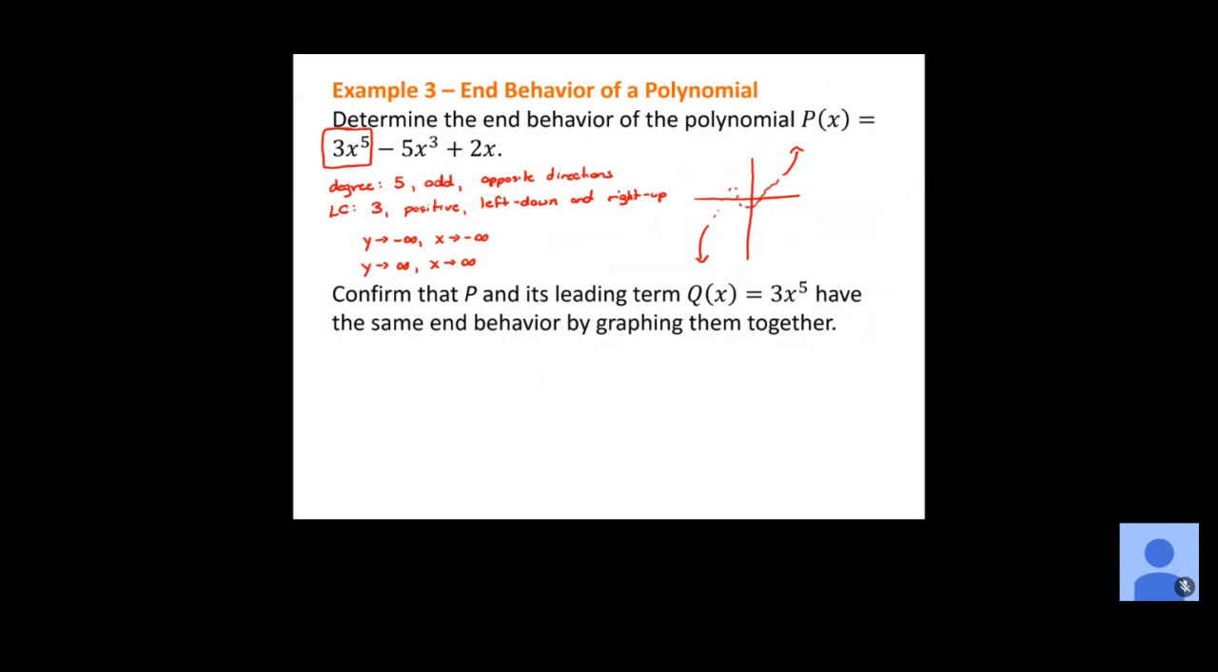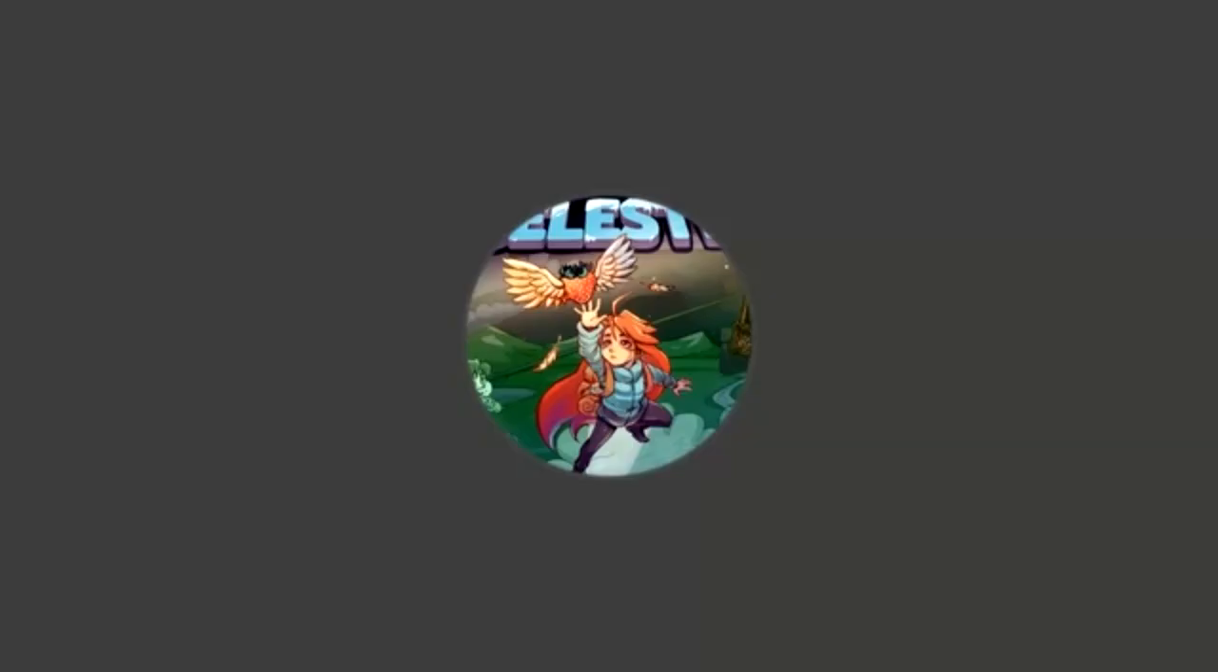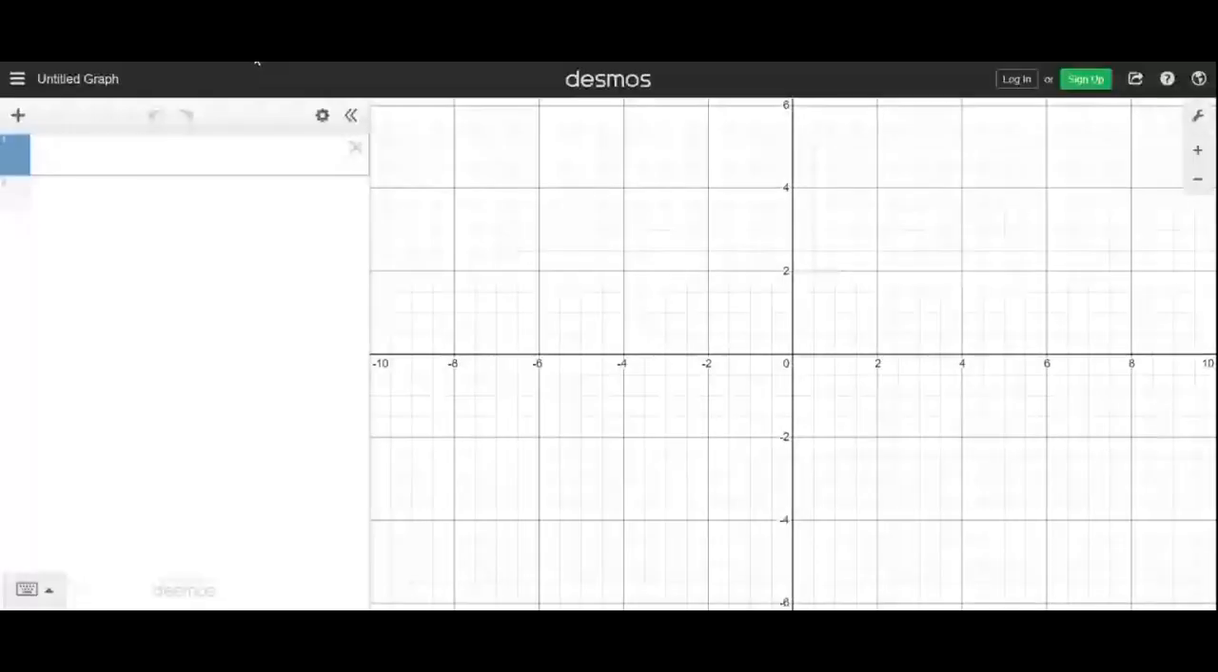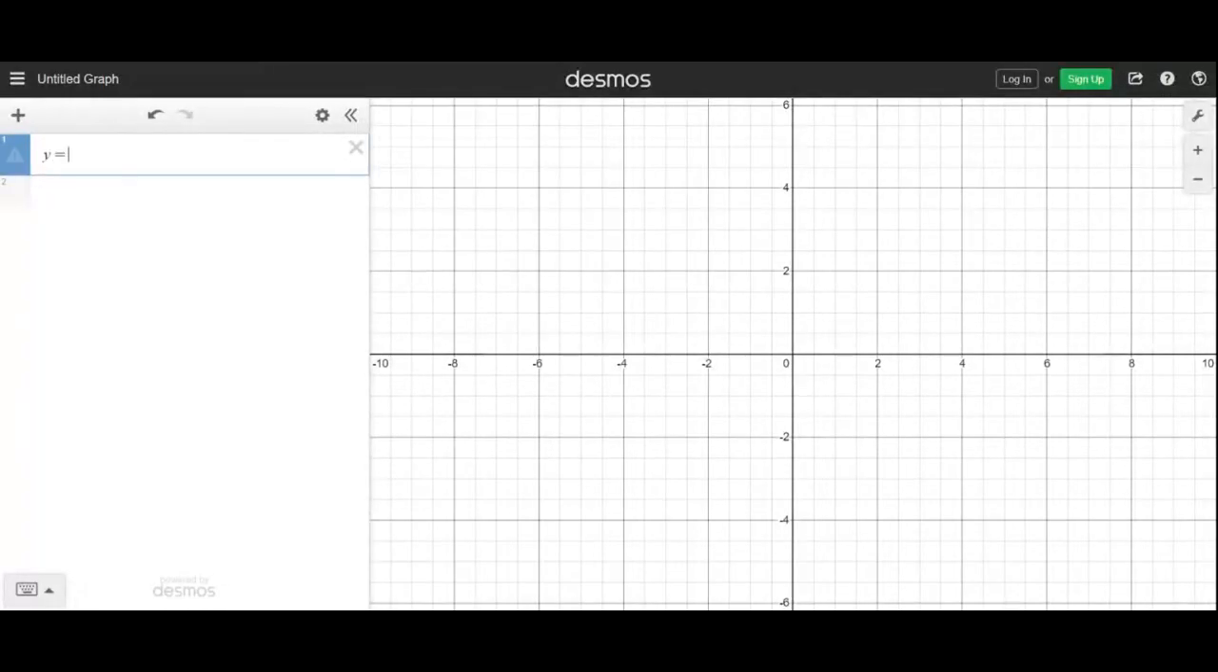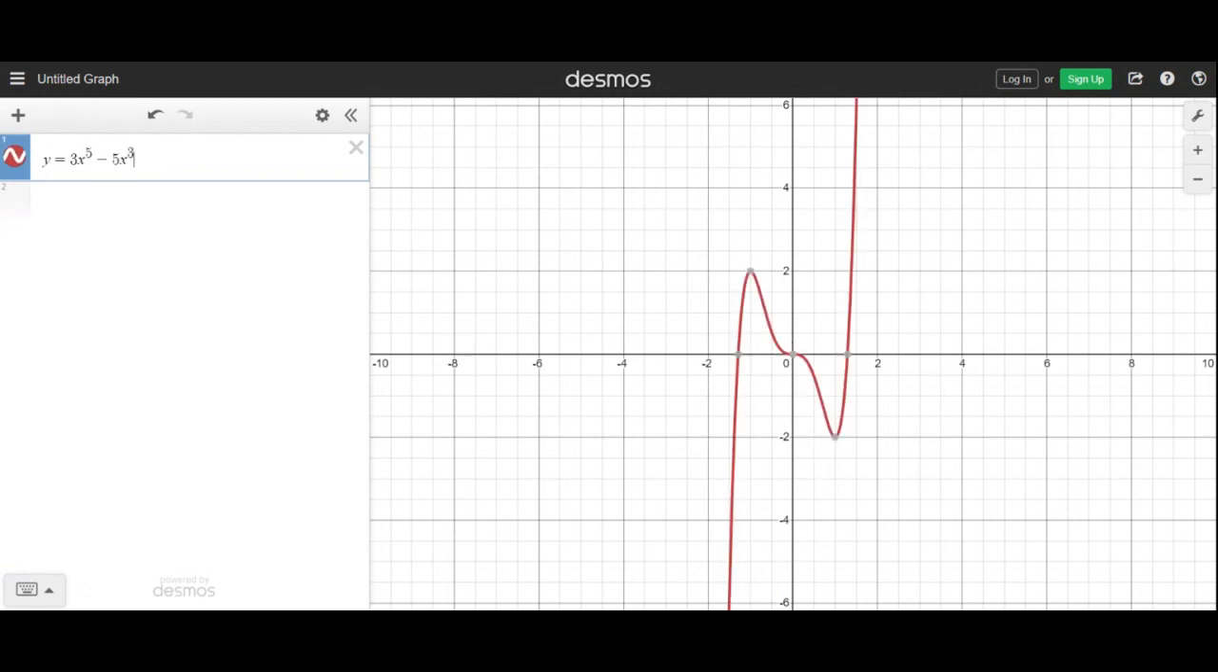Okay, now, the next piece of this says to confirm that p and its leading term, q of x equals 3x to the fifth, have the same end behavior by graphing them together. So I'm going to switch over to Desmos. We're going to look at both of those graphs in Desmos together just to verify that they both have the same end behavior. So our original graph here was 3x to the fifth minus 5x cubed plus 2x, right?